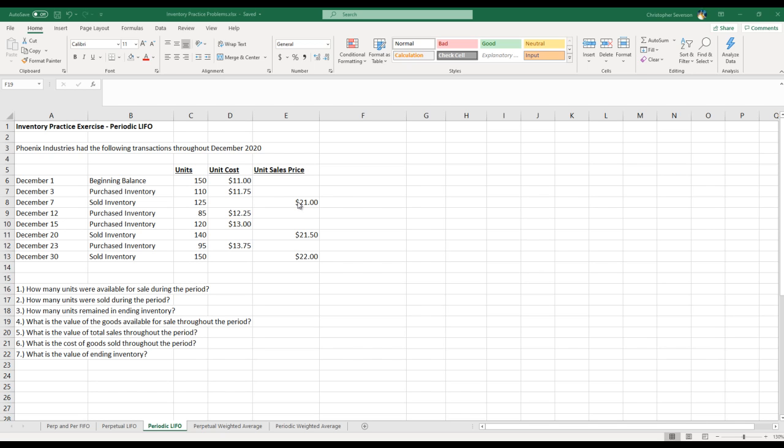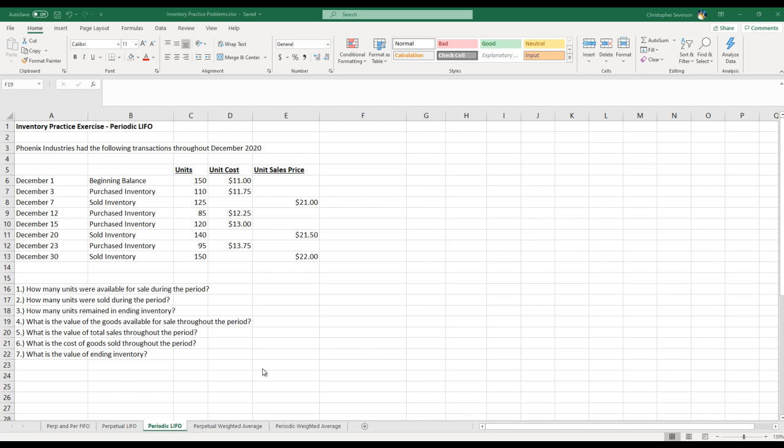Now, the sales price is important. Obviously, the sales price is going to be more than the cost, just by the nature of a for-profit enterprise. And we're going to deal with a few different questions down here. Some of them are going to be the same across different methods. Others are going to be specific to the methods. I'll just tell you 6 and 7 are going to be specific to whichever method you're using.